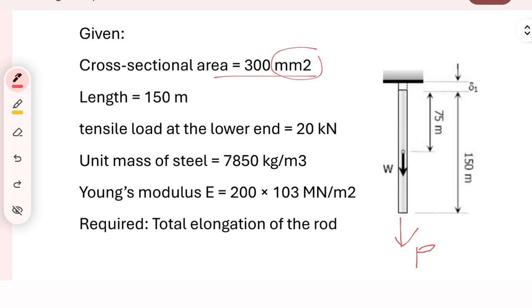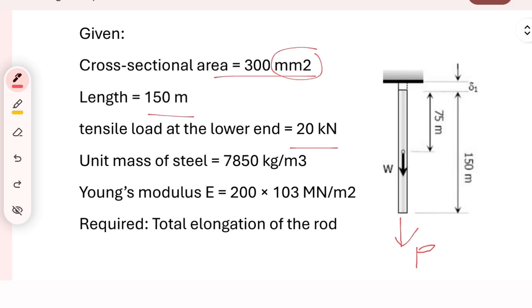It also states that there is a tensile load, tensile meaning pulling away, at the lower end, which is equal to 20 kilonewton. So that's the load P. We are given the cross-sectional area of the steel rod, 300 millimeters squared. We need to make sure all the units are consistent. We have millimeters squared. The total length of the rod is 150. The tensile load at the bottom, P, is 20 kilonewton.